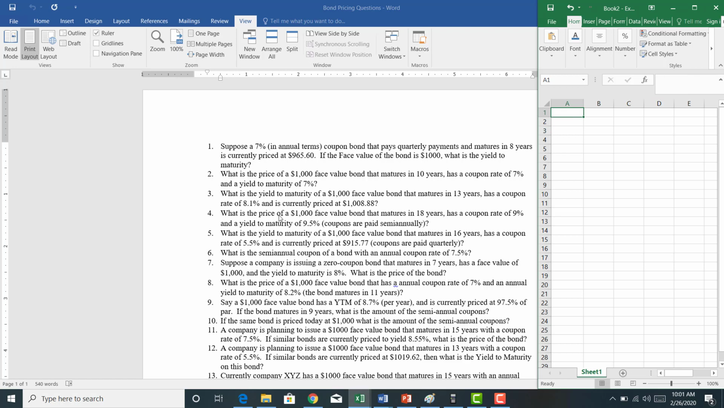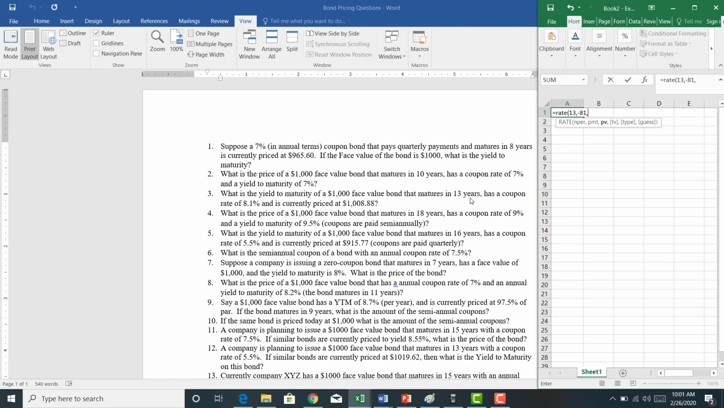Let's answer number 3. What is the yield to maturity of a $1,000 face value bond that matures in 13 years, has a coupon rate of 8.1%, and is currently priced at $1,008.88? Okay, let's go ahead and use Excel for this problem here. I'm going to calculate the yield to maturity, so I'm going to calculate rate. The number of periods on problem 3 is 13 years. The payment is 8.1% of face value, or negative 81.